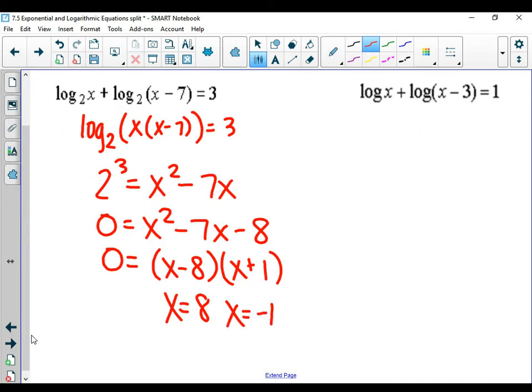I'm just going to look up here. There it is, where just x is by itself. If I plug in a negative number, I know that's not going to work. So 8 should be my only solution. Okay.